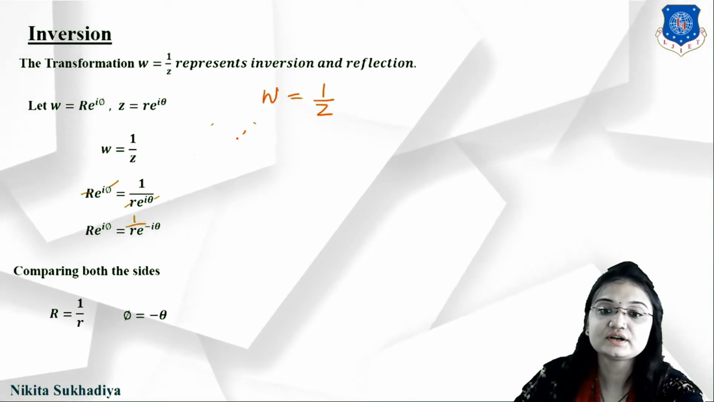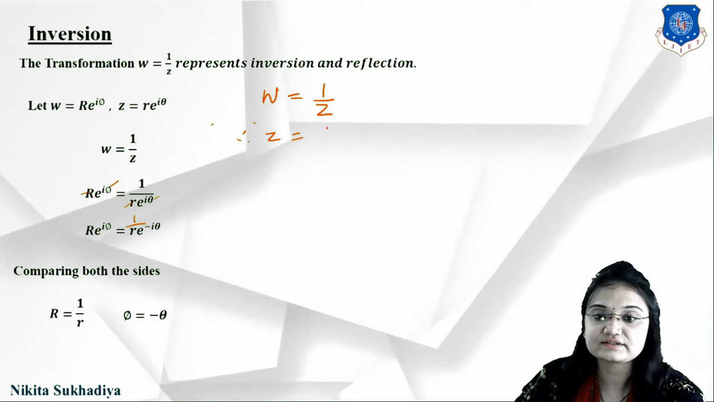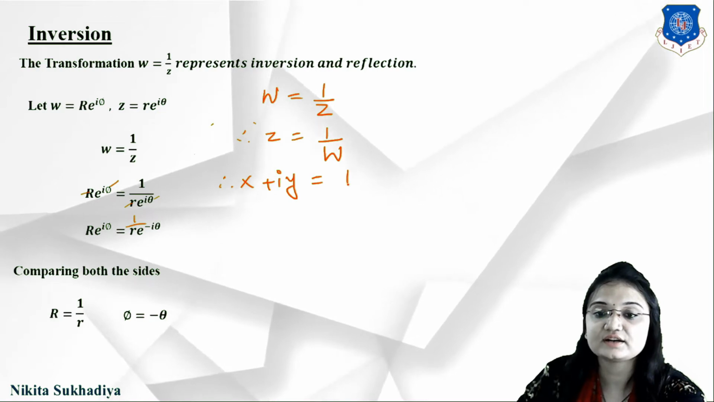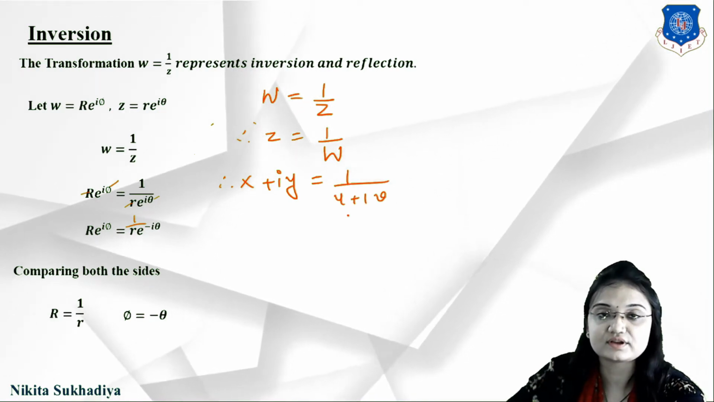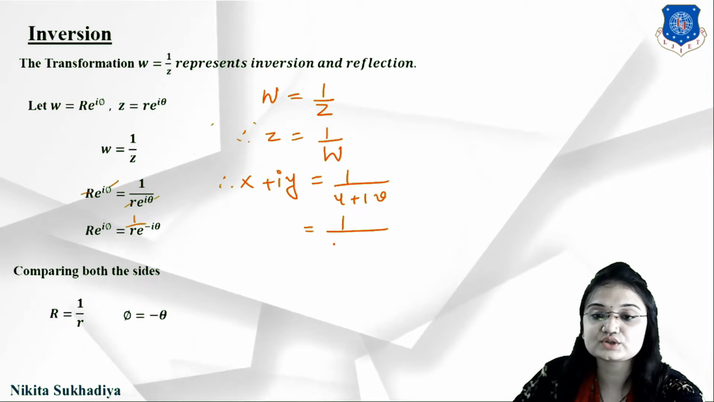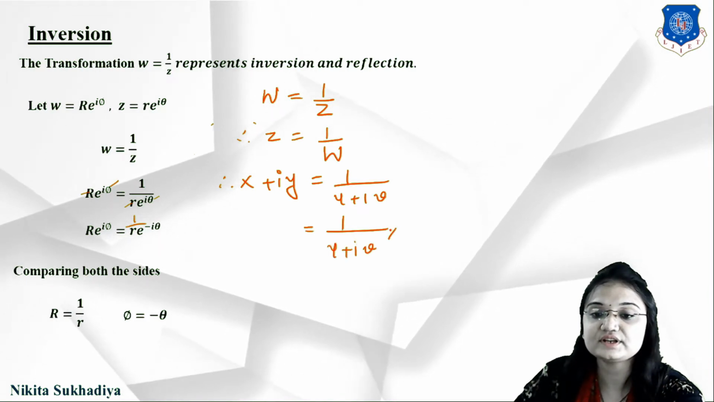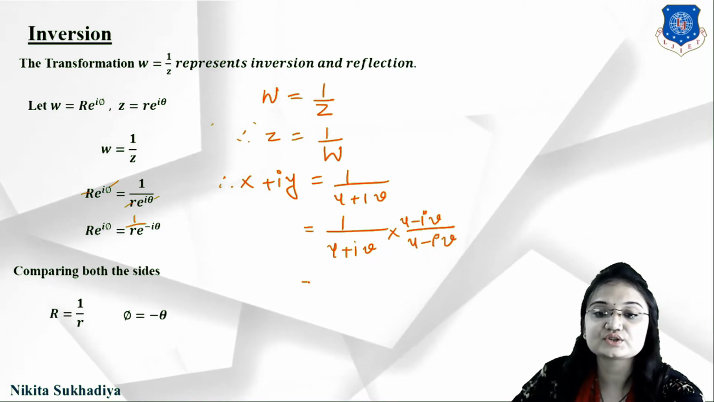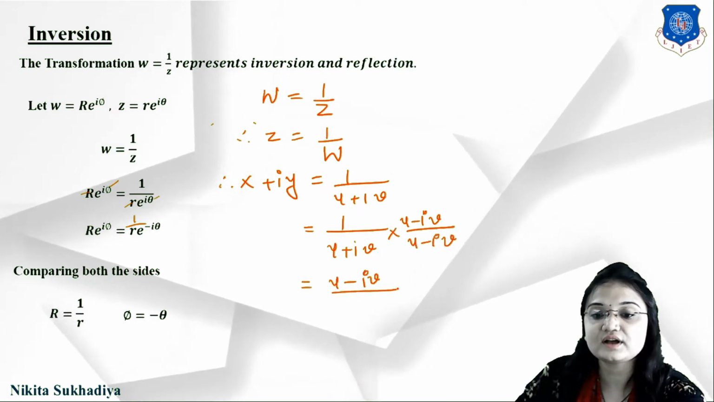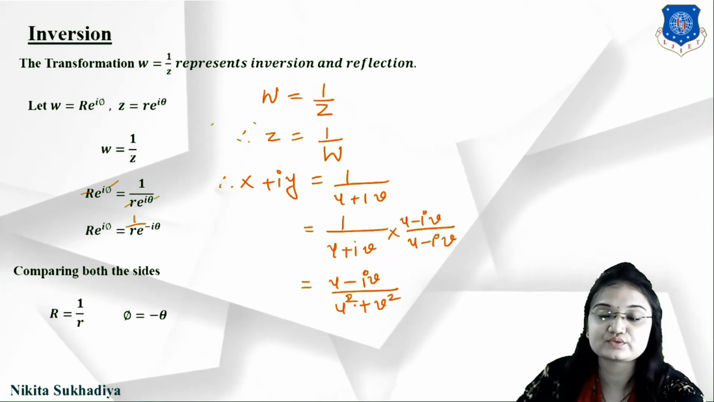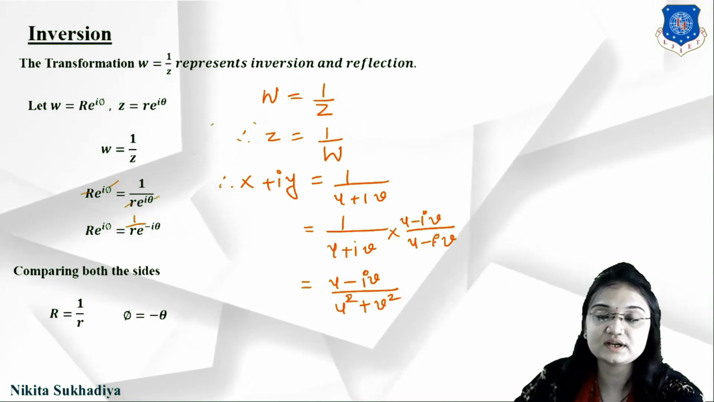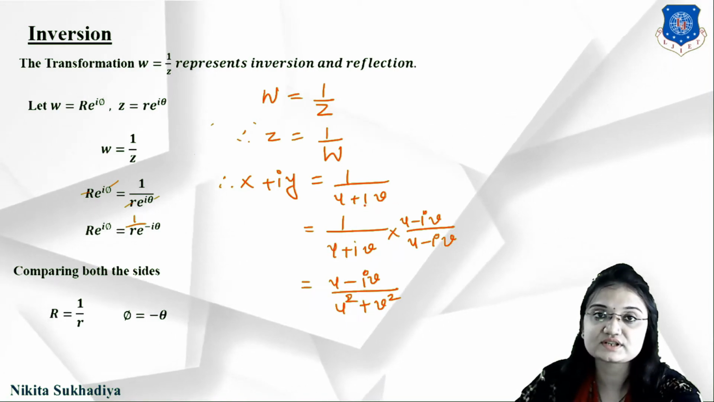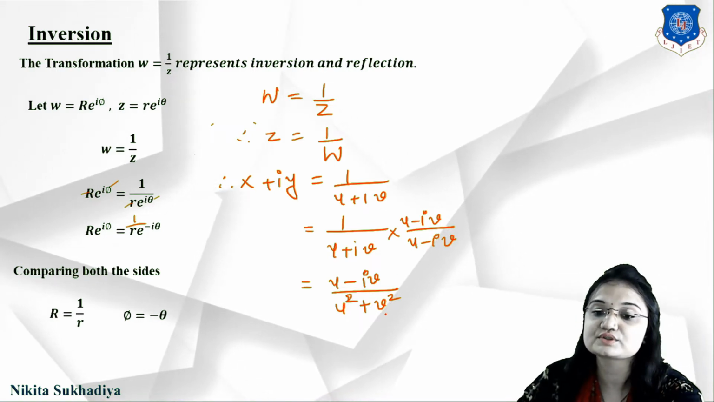In another way, if we want to find it in x and y forms, take W is equal to 1 upon Z, then we can write Z is equal to 1 upon W. Z is nothing but x plus iy and W is nothing but u plus iv. By taking the conjugate here, this becomes 1 upon u plus iv into u minus iv upon u minus iv. This is nothing but u minus iv upon u square minus i square v square, and i square is equal to minus 1, so this becomes u square plus v square.